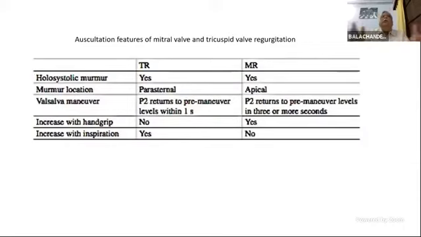So this is the tabular column which differentiates TR from MR. The holosystolic murmur, murmur location, the Valsalva maneuver. There is an increase with hand grip, which I forgot to mention, that is of the MR murmur, and increase with inspiration, which is characteristic of TR murmur.